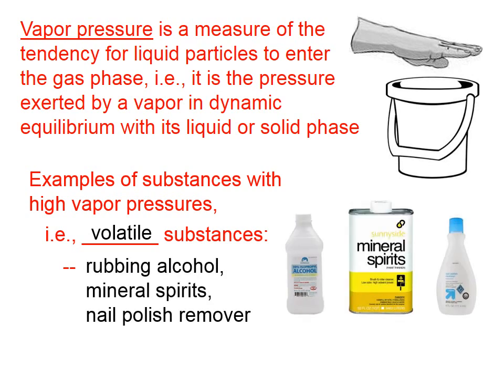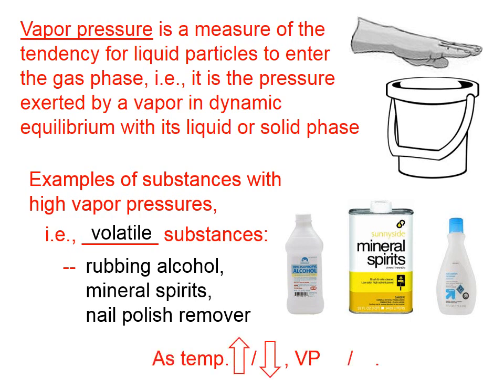I like to think of things that you can smell right away when the cap is off as being substances that have high vapor pressures. Rubbing alcohol, mineral spirits, nail polish remover, often stains and urethanes that are used in woodworking. I think of those things as having high vapor pressures. They very easily, very readily escape from the liquid phase into the gaseous phase.